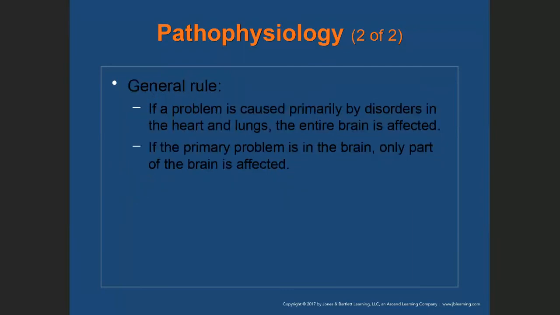Now, very important general rule. If a problem is caused primarily by disorders in the heart and lungs, then all of the brain will be affected. Very important point. So if the issue is with the cardiovascular system or the respiratory system, all of the brain will be affected. If the problem is specific to the brain, only that area of the brain where the problem is will be affected. Very important slide.